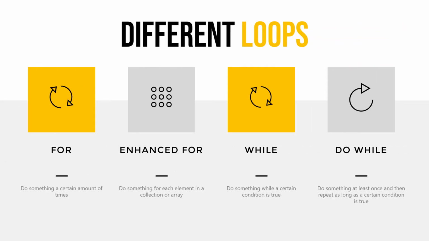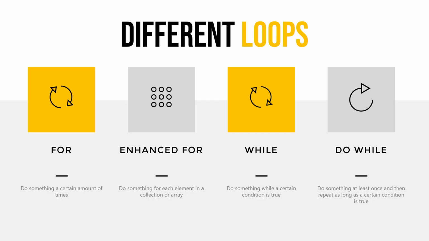In Java, there are different loops. There is a for loop. In a for loop, you specify to do something a certain amount of times. There's also a for each loop, also called an enhanced for loop. And in this loop, you do something for each element in a collection or an array.